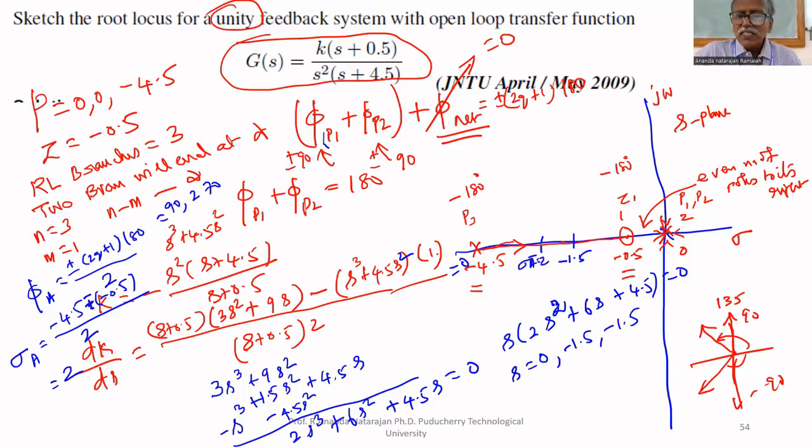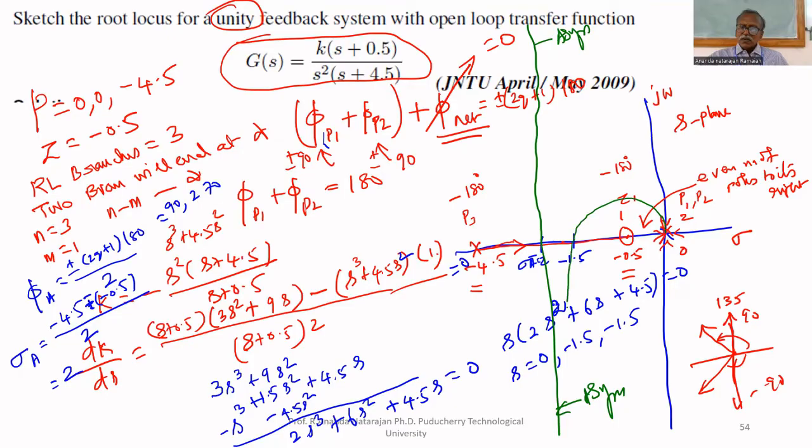The asymptote is going like this. This is one asymptote, this is another asymptote. So this comes like this and goes this way. Symmetrical. That's why it is coming like this and goes this way. This is the root locus. So here we have repeated poles at minus 1.5.